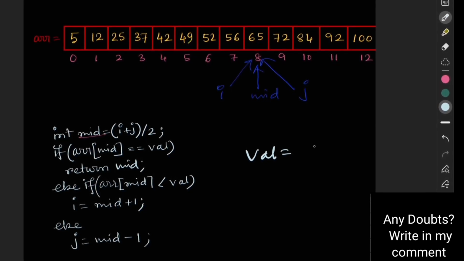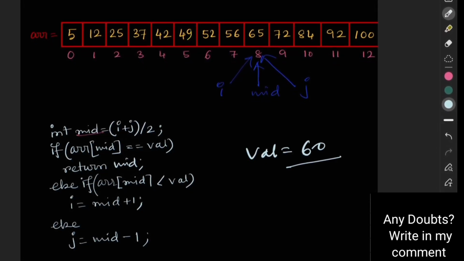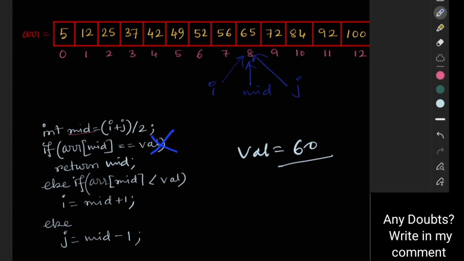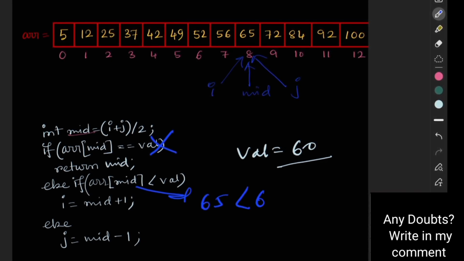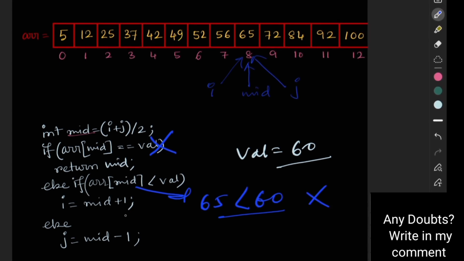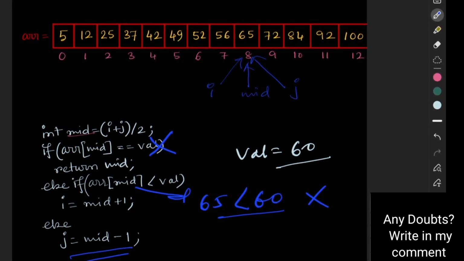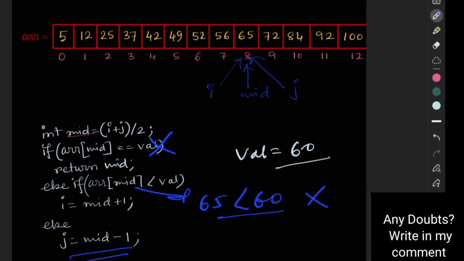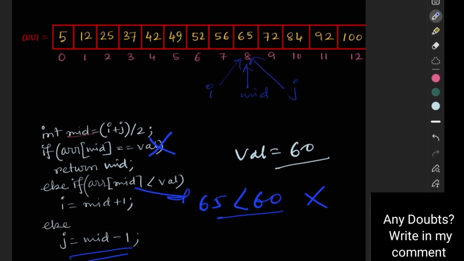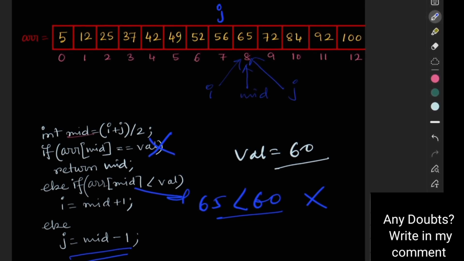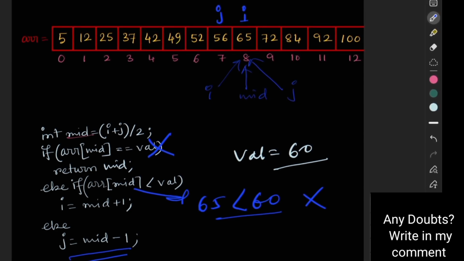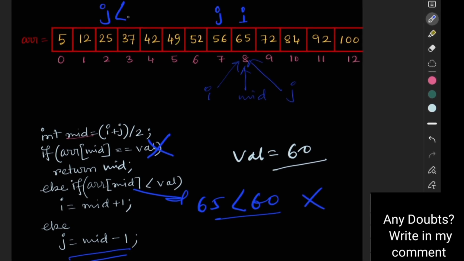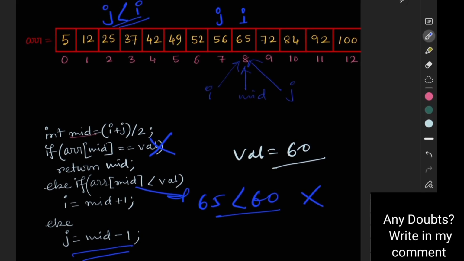If anyone wants to search 60, then as per the code it will fail. This condition will also fail because 65 is not less than 60. So we will go to the else part. That means j will shift to mid minus 1 index, that means j will shift to index number 7. So now the current scenario is j is lesser than i, right? j is lesser than i. That means the value is not present, okay?